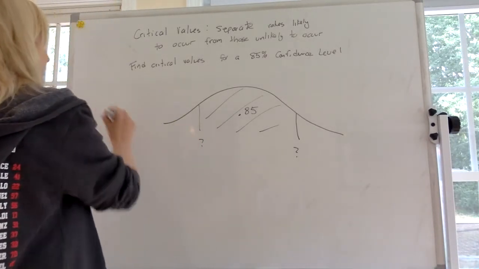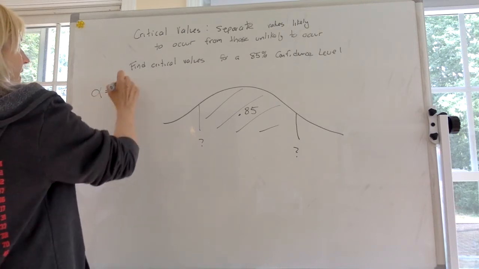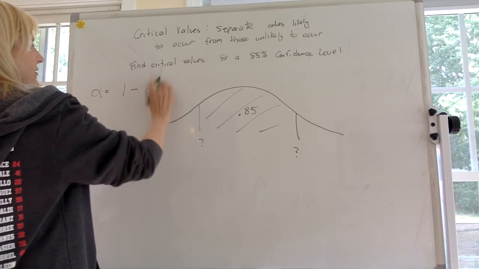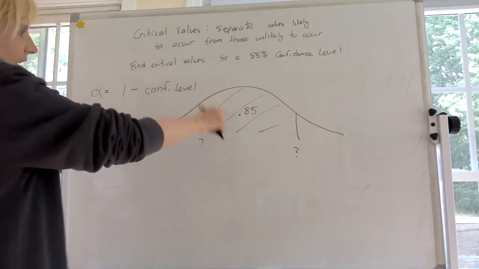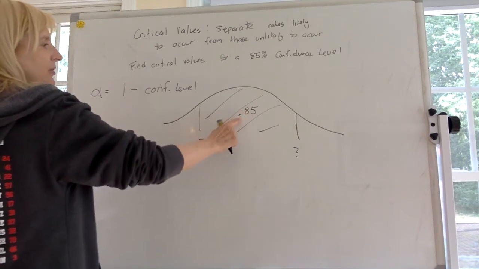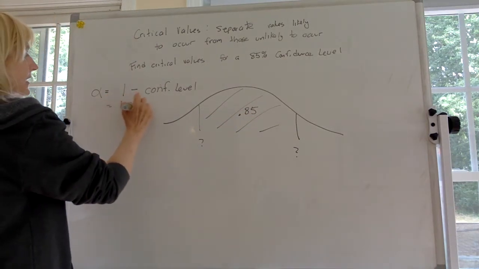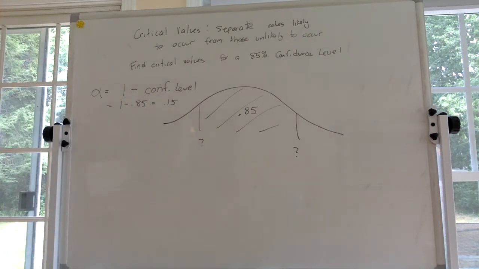First of all, we're going to calculate this thing called alpha. It's not sigma, it's alpha. To find it, you do 1 minus the confidence level. In this case, our confidence level is 85%, which converted to a decimal is 0.85. So 1 minus 0.85 is equal to 0.15. That's the first thing you've got to figure out.